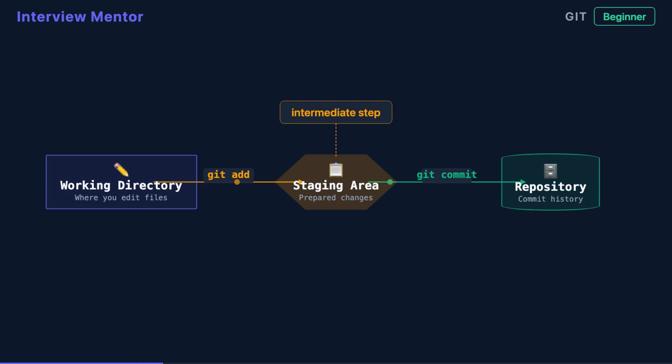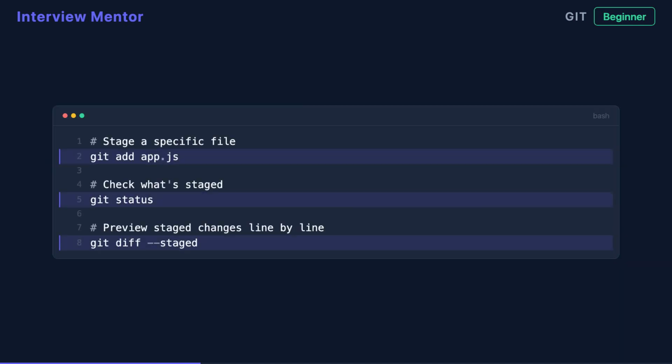Changes you make don't go straight into a commit. You first move them into the staging area. You move changes into the staging area using git add. Running it on a file tells Git to include those changes in the next commit.